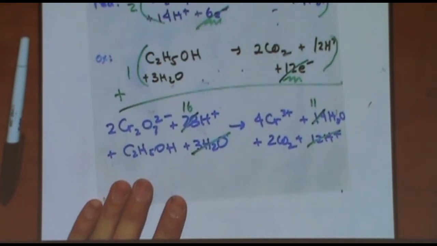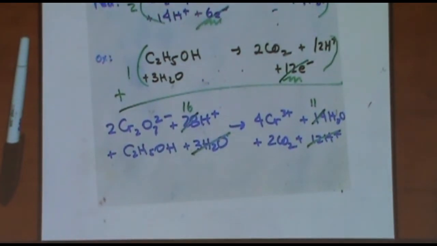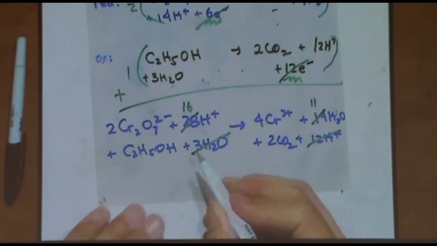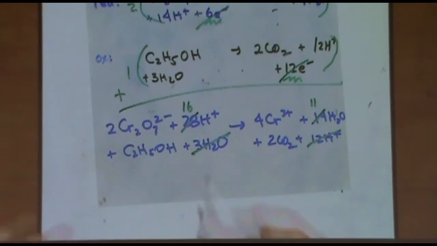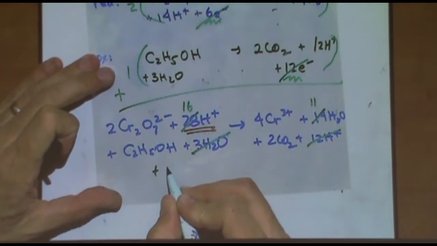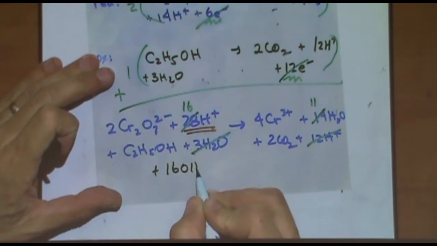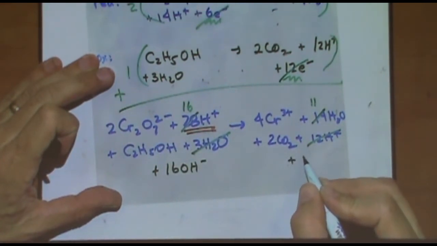Cool. All right, now, I want the basic conditions answer, so you need to locate the H pluses. They are right here, net of 16 on the left-hand side at the moment. So I'm going to find those and then add the same number of OH minuses to both sides.